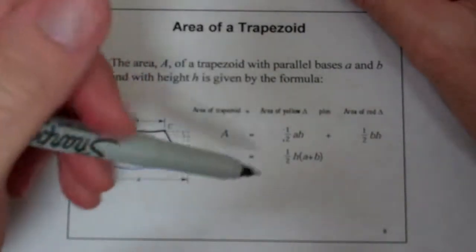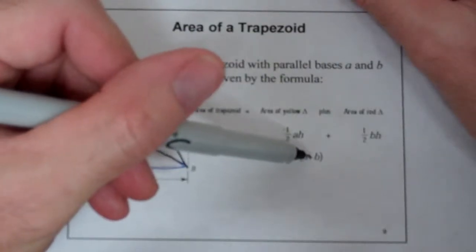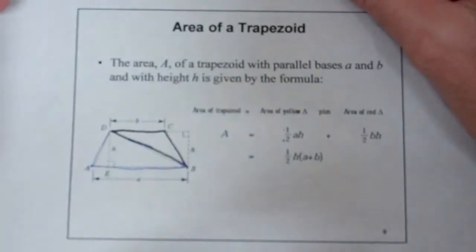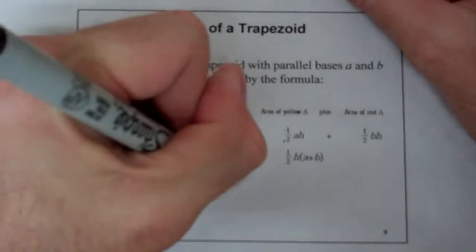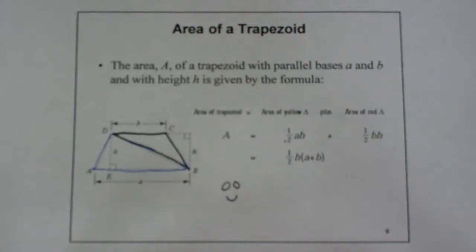And so when you factor that out, you get 1/2 h times one base plus 1/2 h times the other base. And so this makes us really happy, and I think this is a really nice way to think about the area and to remember the formula. But again, it's still sort of 1/2 the two bases added times the height.